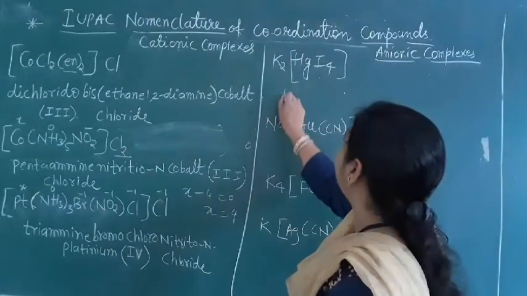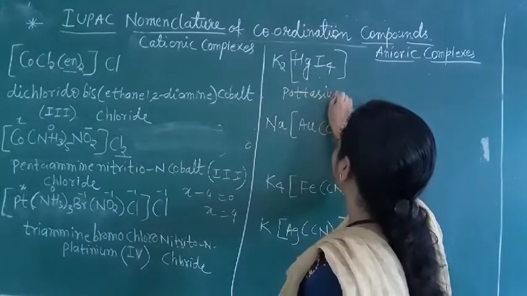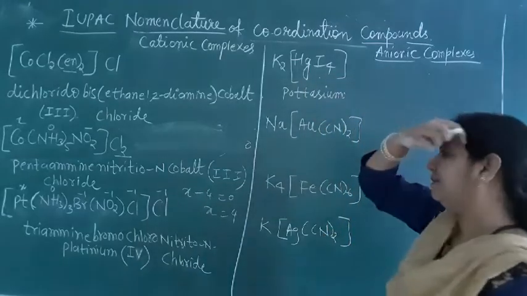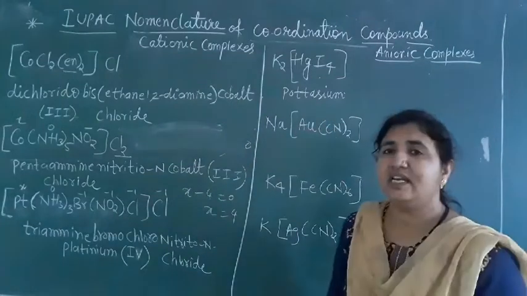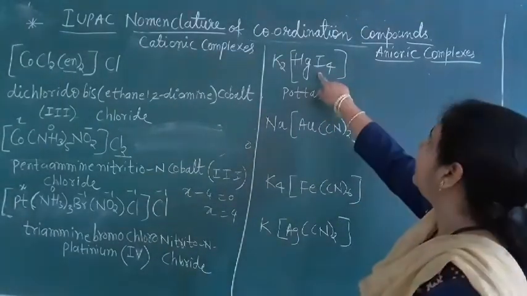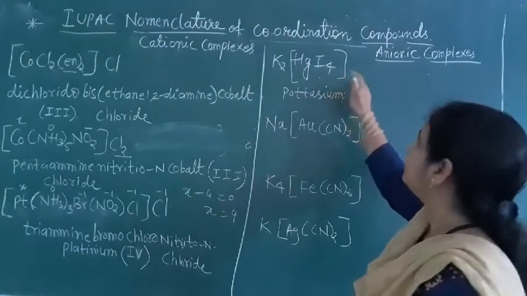Okay, so first we will write potassium. What will we write here? Potassium. Now the complex name. How will we write the complex name here? First you have to write the ligands. What is the ligand here? Iodine. How many are there? 4 are there.